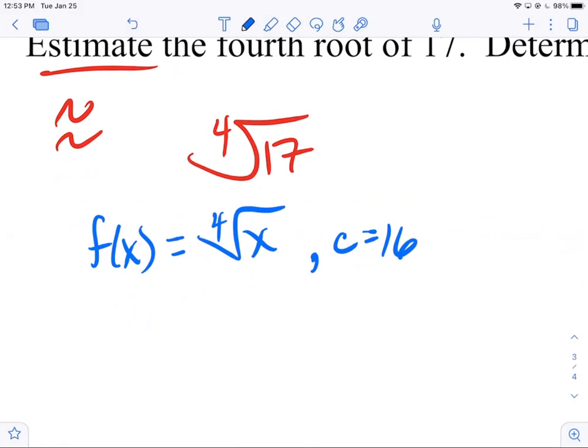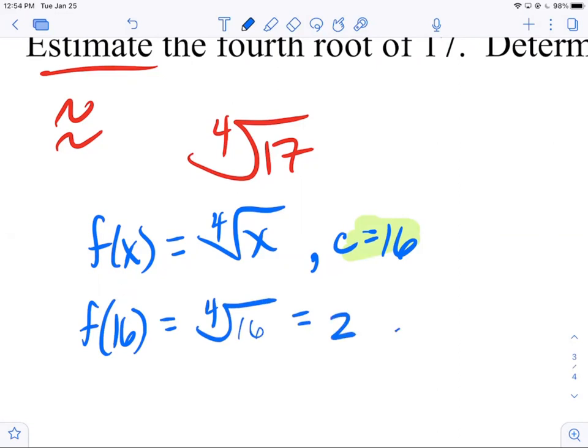So what 2 things do we need for the equation of a tangent line? We need a point and a slope. All we have is an x value, so let's find the y value first. It's easier, right? f of 16 is the 4th root of 16, and we know that to be 2. So our center of approximation has the coordinate (16, 2).